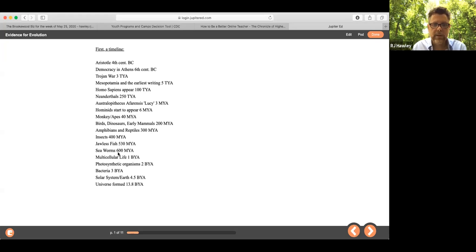And then you get worms in the sea 600 million years ago. Jawless fishes, those are the most ancient of the fishes. Then insects, amphibians and reptiles, birds, dinosaurs, and little mammals, right? Monkeys and apes here at 40 million years ago. People like us, or organisms that we think are part of our branch, 6 million years ago. Lucy, Australopithecus afarensis, what used to be called the missing link, 3 million years ago.